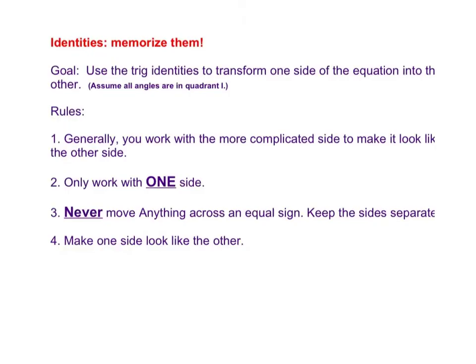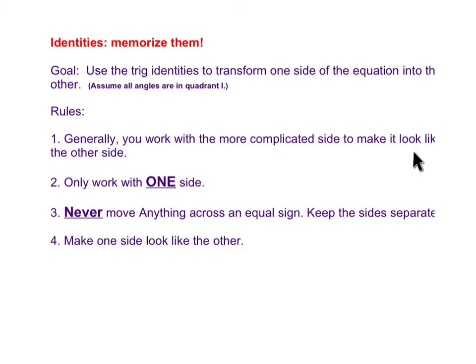These are the rules that we have for identities. Once again, memorize them. The goal of working with identities is to use the trig identities to transform one side of an equation into the other and assume that all angles are in quadrant 1. You're going to want to write these rules down in your composition notebook.